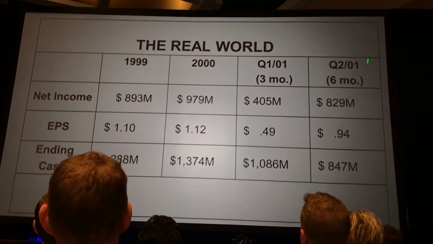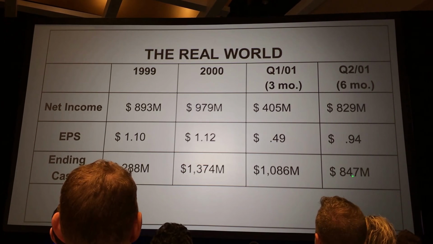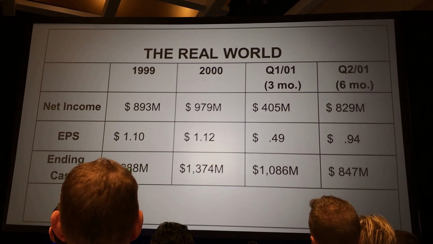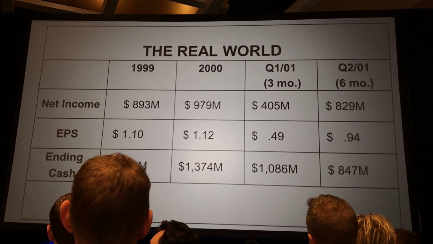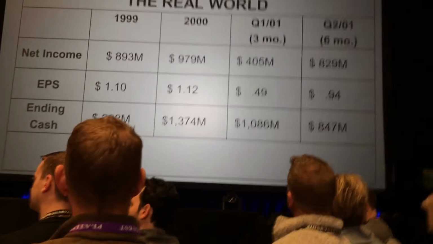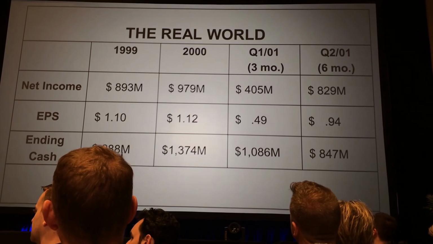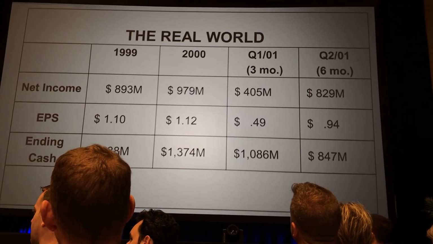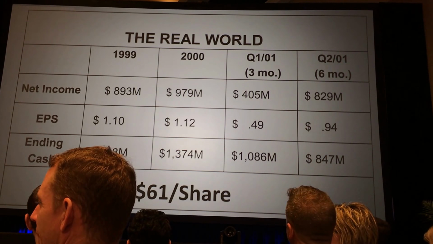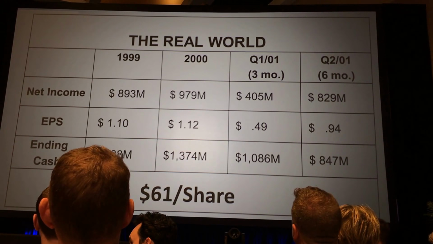But look at this. In June of 2001, they still got $850 million in cash, which is 3 times the amount of cash that they had 18 months earlier. So these guys are in good shape. They're tearing it up on their earnings. They're tearing it up on their earnings per share. They're tearing it up on their cash. And the stock is publicly traded, and the stock is $61 a share. $61 a share. So do we like this thing?